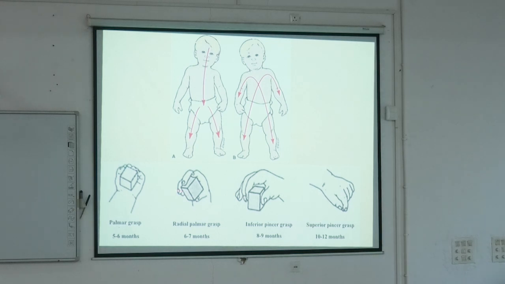So he starts grasping the objects in a correct way, in a mature way. So see the maturity: in the 5-6 months, his holding is like this. Then after that, he is holding like this. Then after the inferior palmar grasp, at 8 to 9 months, he is holding like this. And then he holds like this.